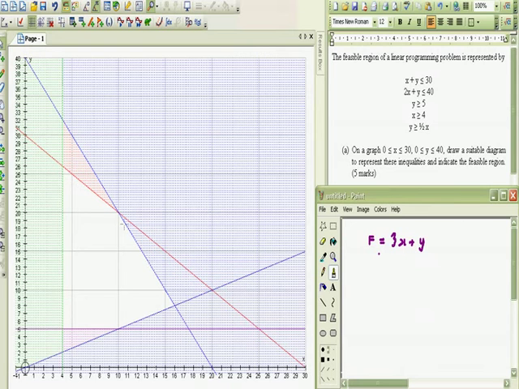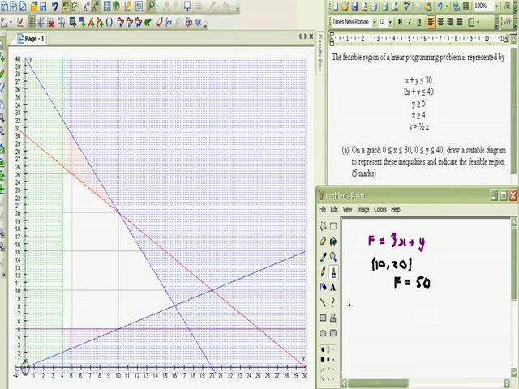One of them we can read directly from the graph, so that's 10, 20. So if we substitute the values 10, 20 into this, f is 3 lots of 10, which is 30, plus 20, which is 50. So that could well be the maximum for this line, but we need to check the other 2 as well.